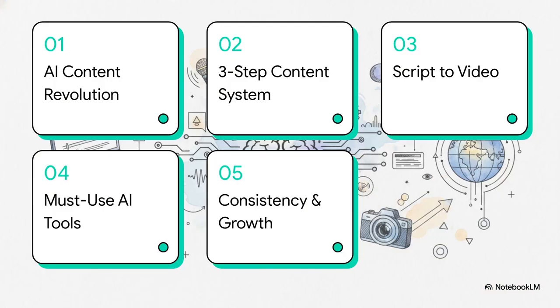So here is our roadmap for today's explainer. We're going to hit 5 key stages. First, the AI content revolution. Second, the 3-step content system. Third, turning that script into a video. Fourth, the must-use AI tools. And finally, the secrets to consistency and growth. Let's get right into it.